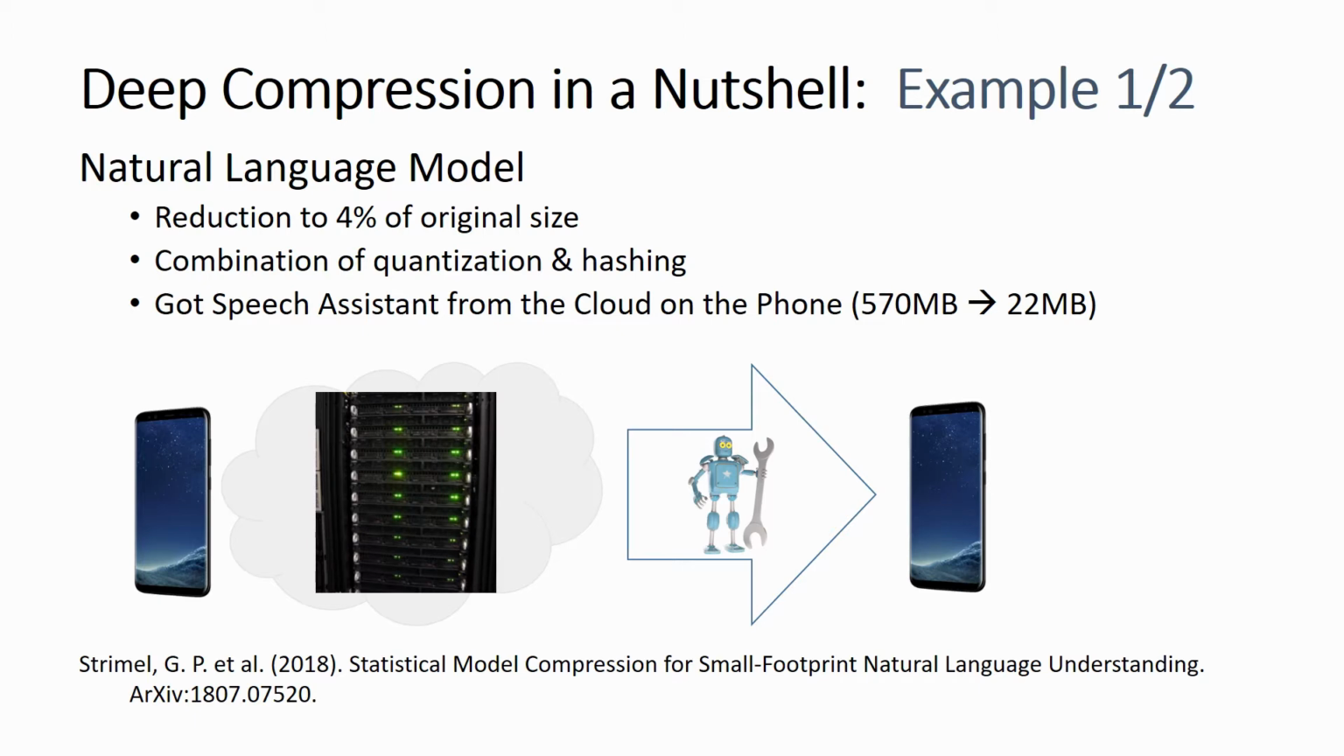One example of deep compression is the reduction of a natural language model. Researchers reduced it to 4% of the original size by a combination of quantization and hashing. This got a popular speech assistant from needing the cloud to running on the phone independently.